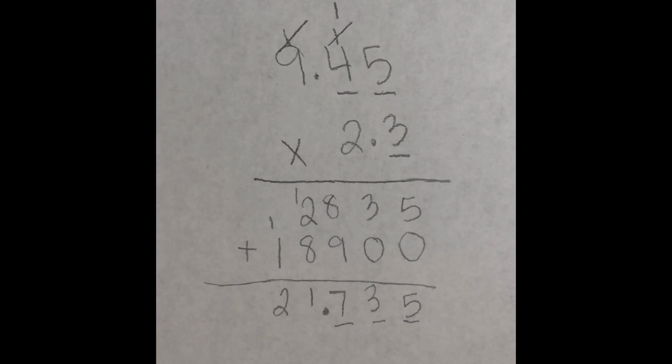So remember, when multiplying decimal numbers, first pretend like they're not there. Multiply the way you know how. And after, count the number of places that come after a decimal point. Then place that in your final answer.